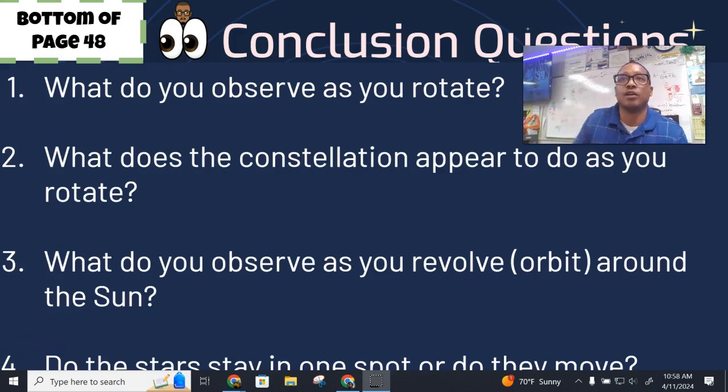I don't think I can zoom in on it, but on the top part, you should have the answers to the phases of the moon. And on the bottom part, you're going to put the answers on this. You're going to put conclusion questions, and you're going to put number 1. So what did you observe as you rotate?